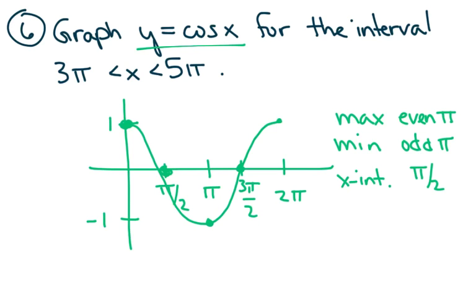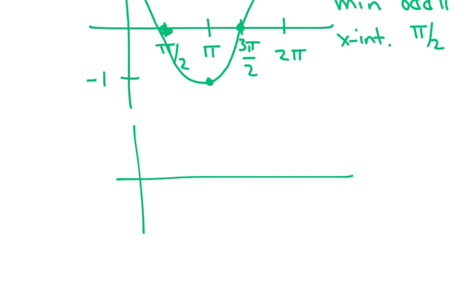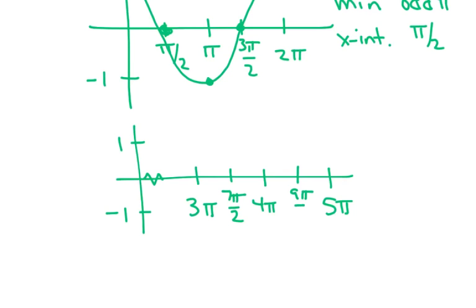So if you want to graph from 3 pi to 5 pi, the way I would draw this graph, you know it goes from 1 to -1, and then I'm going to put this little mark here. What this little mark means is that I'm not starting at 0. I'm going to go from 3 pi to 5 pi. Well, in between that is 4 pi. This is 3.5 pi, which is the same as 7 pi over 2. So this would be 9 pi over 2.